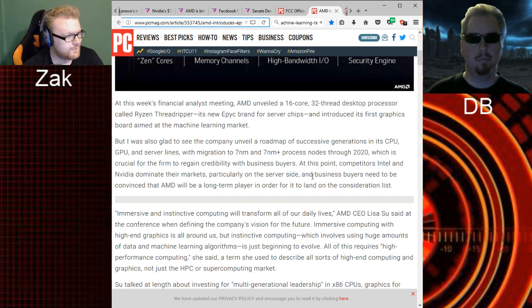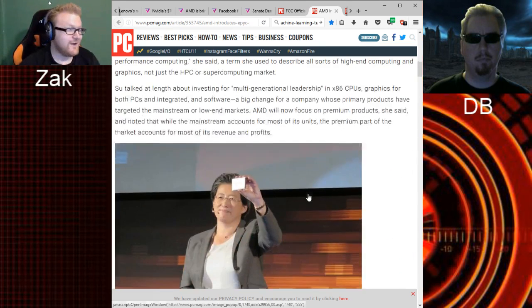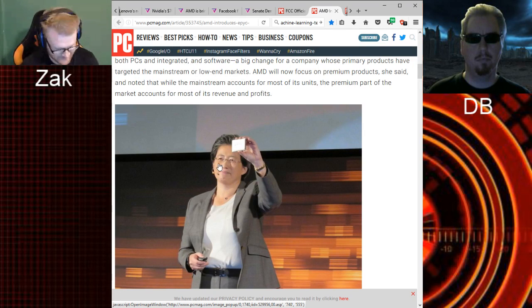Okay, so there's something big going on here. This is a low clock 32-core 64-thread processor. And this thing, do they show the picture of how big it is? Yeah, look at this thing. This thing is huge. You see my phone? It's almost the same size. Like, holy crap.